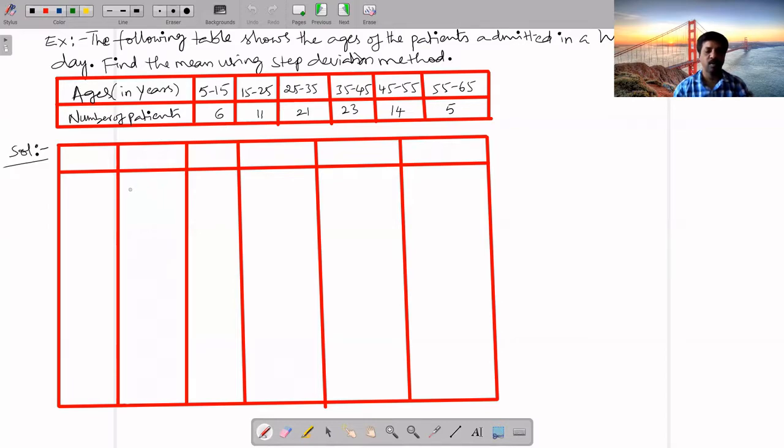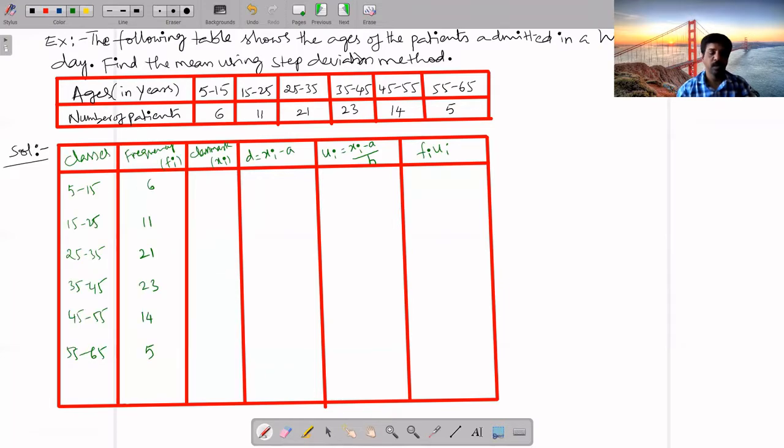To do the problem, here we have 6 columns. Already 2 columns are there for the given ages and number of patients. What are the remaining 4 columns? Let us know what they are. The first column is ages and the second column is number of patients, that is nothing but frequency. Okay, first we will note down these two columns. We noted down the values here, classes and frequency.